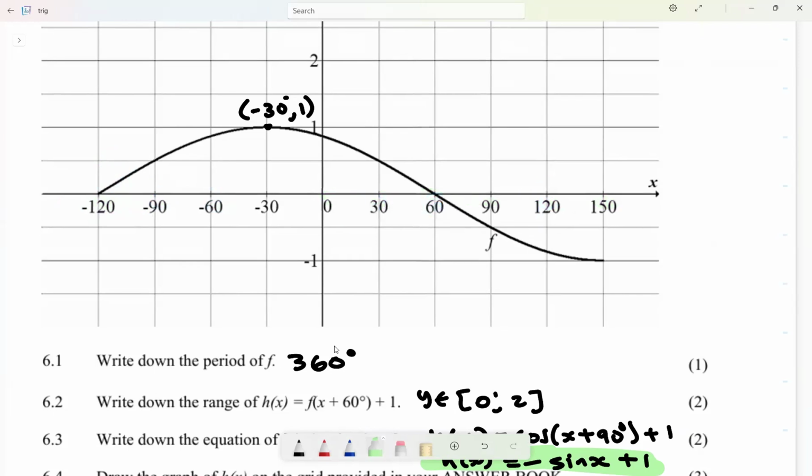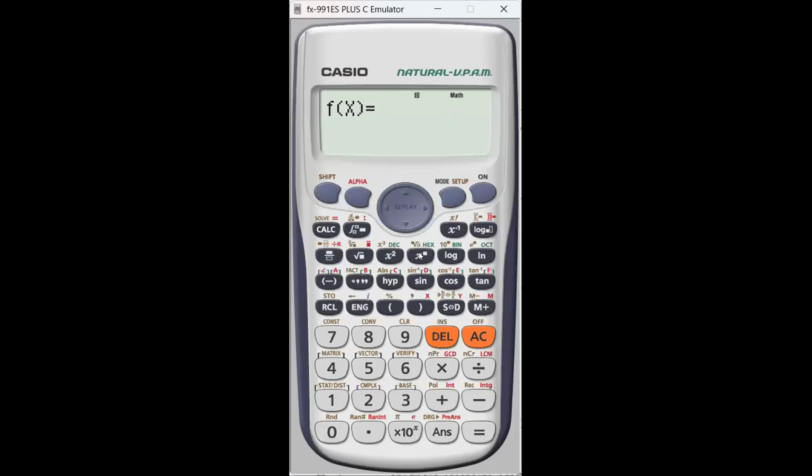So let me do that for the last time. Let me quickly show you how we do that. So I'm going to say AC equal sign. Okay. Now for f of x, which in this case, it is h of x, it is negative sine x plus 1, right? Equal sign. And then I do not need the other graph. I only want to draw for one graph.